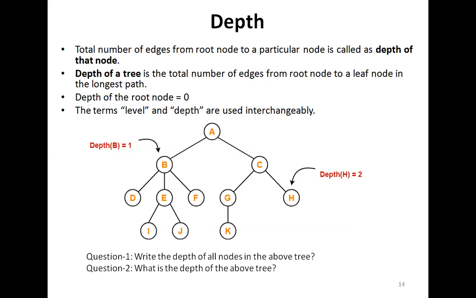Tell me. Sir, I, J, K have 3. Yes. Then D, E, F, G, H have 2. Then B, C have 1 and A has 0. Good. Very good. Now question number 2.